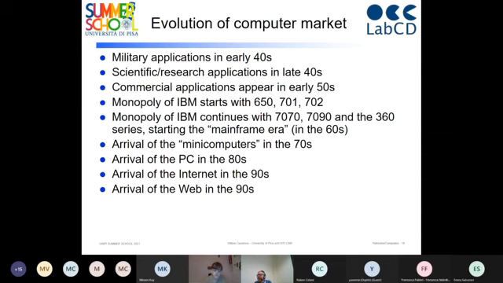And the final change in this whole scenario was at the beginning of the 90s, with the arrival of the internet and the arrival of the web. This is the scenario that we all see today. And we will get back to this one in a little bit more detail.